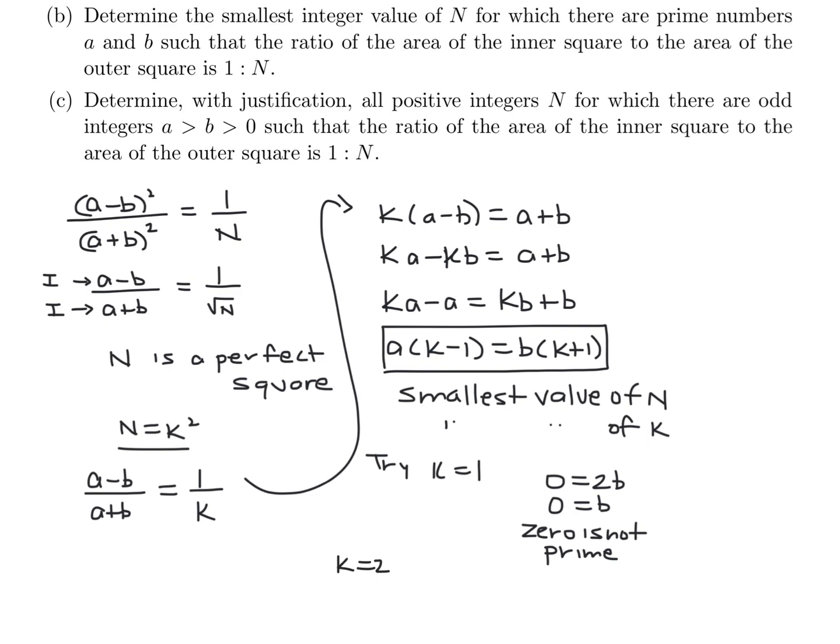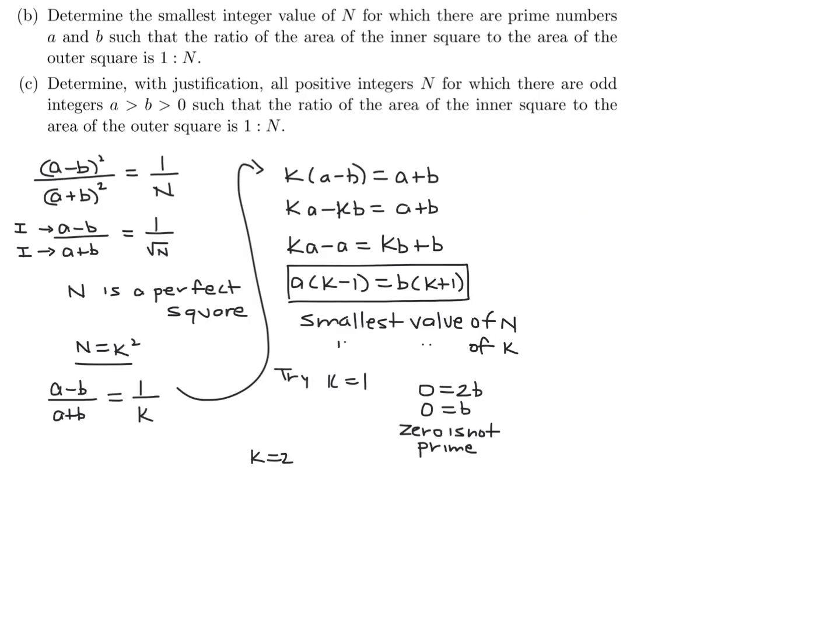If k equals 2, then, again looking at that equation, a is equal to 3b. All right. So if a is equal to 3b, then that means a could be 3. 3 is indeed a prime number, but then that means b would be 1. And 1 is not prime. So that kind of falls apart. Okay, no problem. Keep going. Let's try k equals 3.